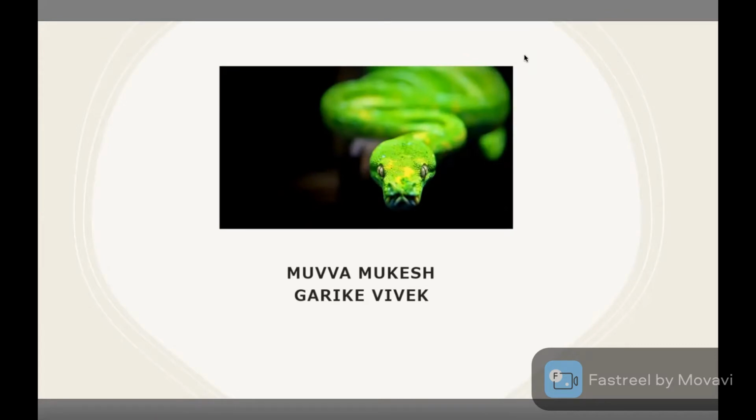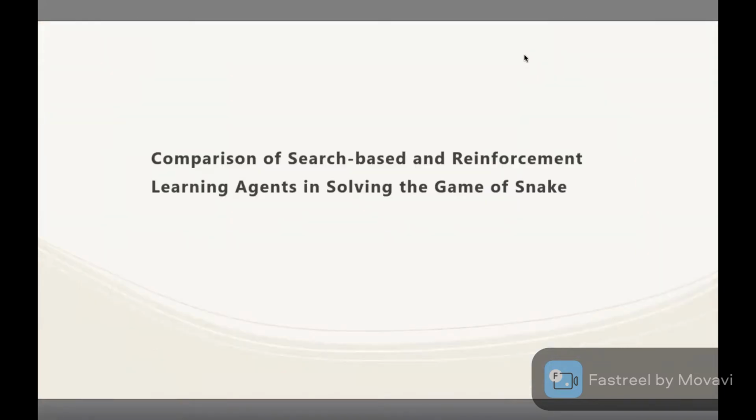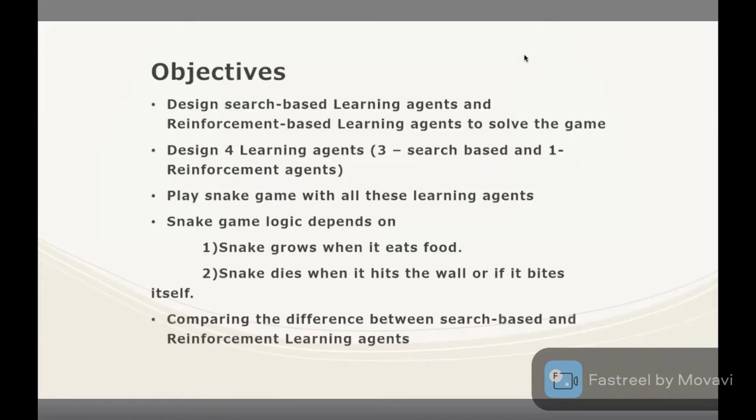We both collaborated on this project, which is a comparison of a search-based and a reinforcement learning agent in solving the game of Snake. Here are our objectives. It is to design search-based learning agents and reinforcement-based learning agents to solve the snake game. We are designing four learning agents in total: three search-based agents and one reinforcement-based agent. We're going to play the snake game with all these learning agents.